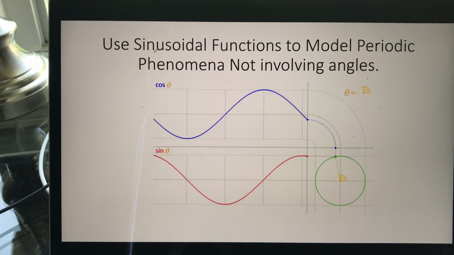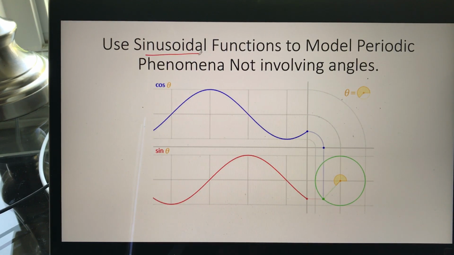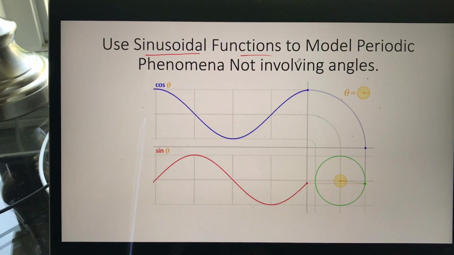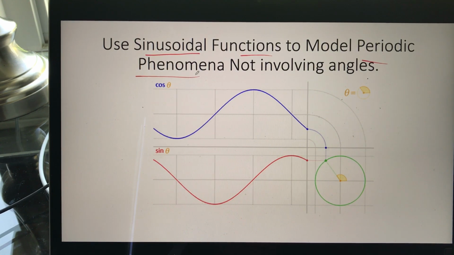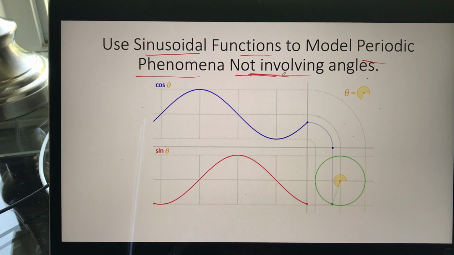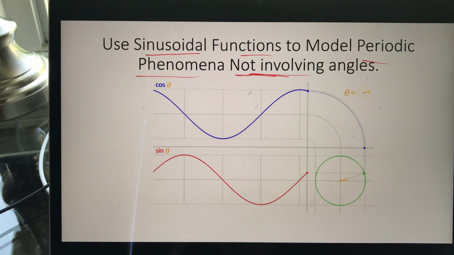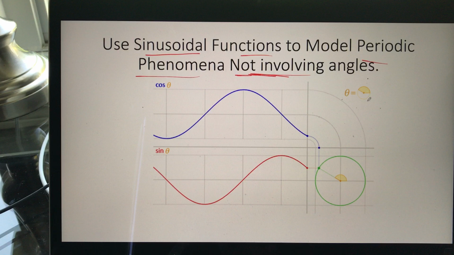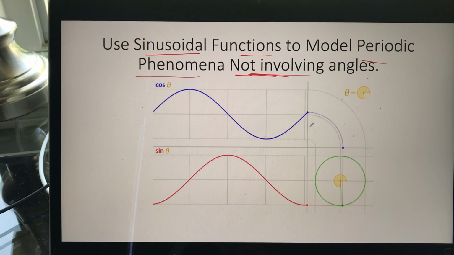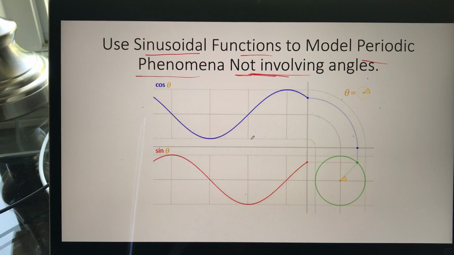So now we're going to talk about using sinusoidal or periodic functions to model periodic phenomena, things that repeat themselves, but we're not going to use angles. So here's an example of the cosine function and sine function. Obviously theta, we're moving through some angles here, which we've done lots of, but we want to try some applications.